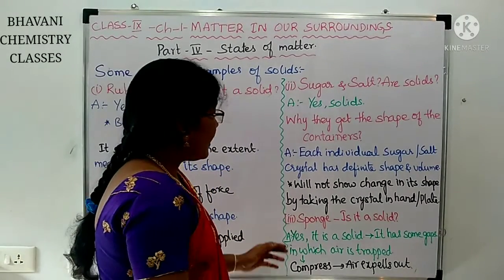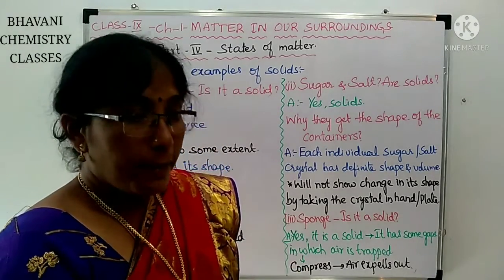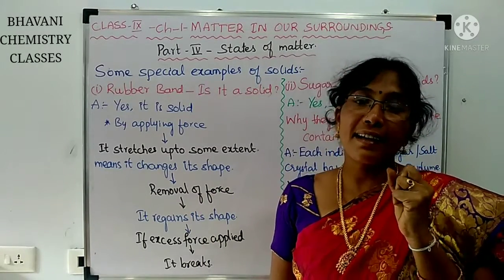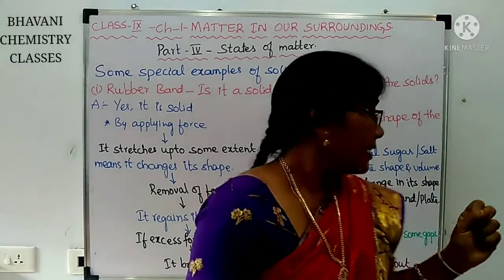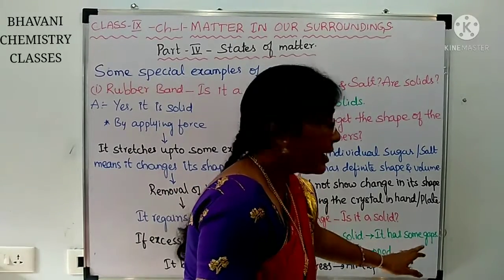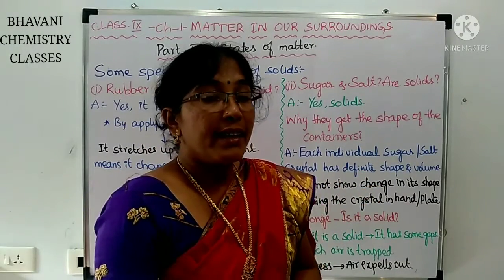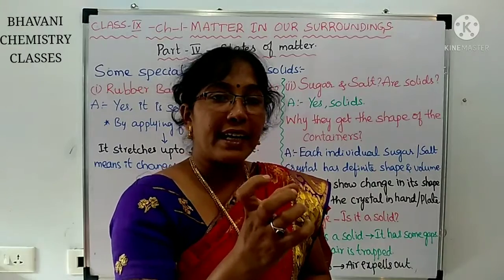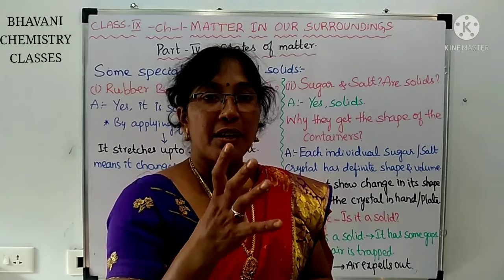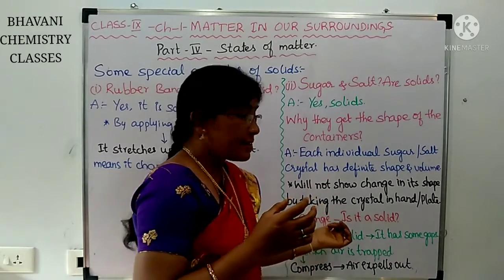Okay. Now let us know about sponge. Sponge is also a solid only, but by squeezing it, it will be compressed. Then also should we consider it as a solid? Yes. Why? Because in its making itself, the solid has some gaps in it, and those gaps have air trapped in them. When we compress this sponge, that air will be expelled, and after removal of the force, the sponge will again get its previous shape. This means the sponge is also considered as a solid.